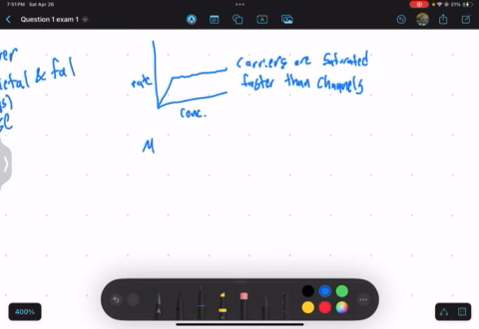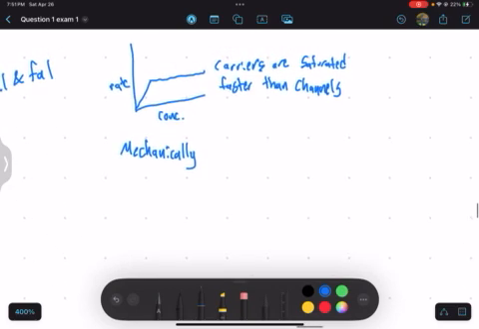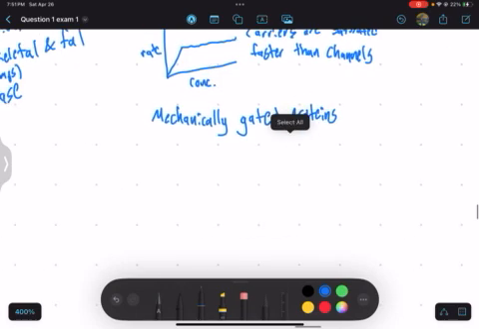Next, we have mechanically gated proteins, which we're going to get to here. They are a type of facilitated diffusion. And mechanically gated proteins is when something in the environment is pushing the gate open or closed.